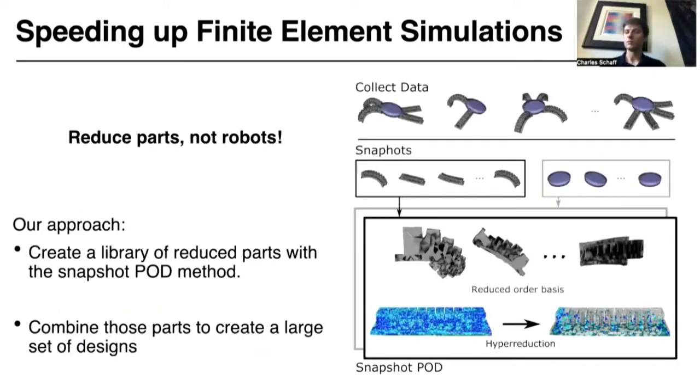Our solution to this is simple. First, we create a library of high-quality reduced order parts using the snapshot POD method. Then we can combine those parts in arbitrary ways to construct new designs. This allows us to quickly simulate large sets of designs while only having to perform a small set of model order reductions.